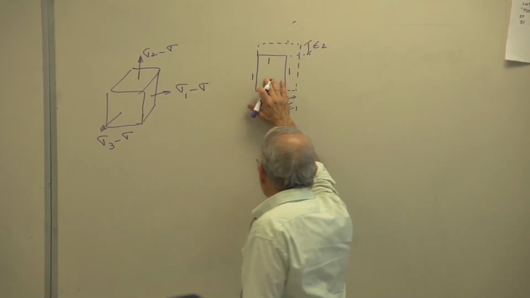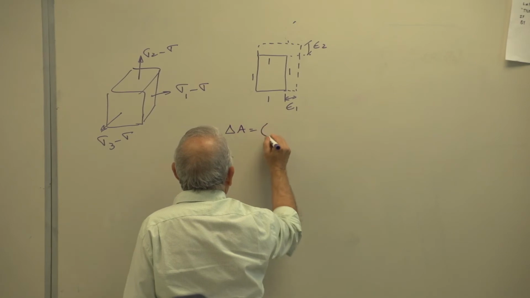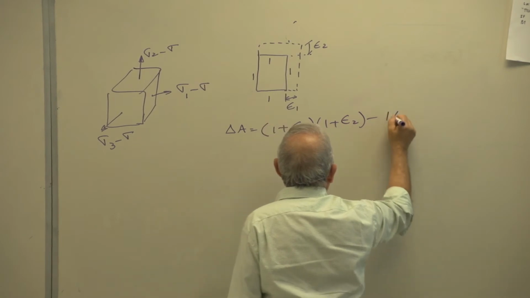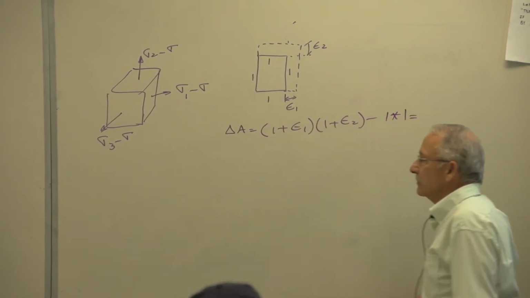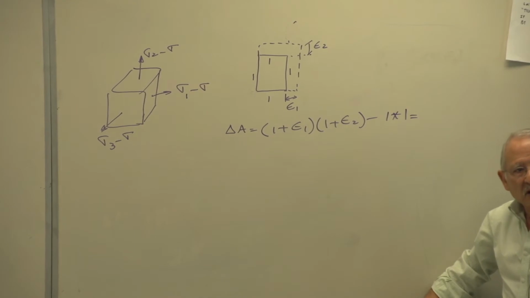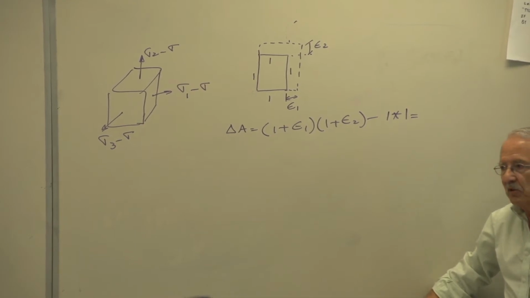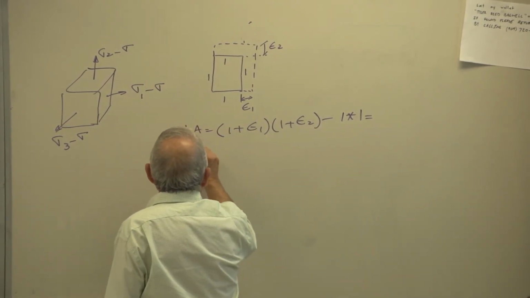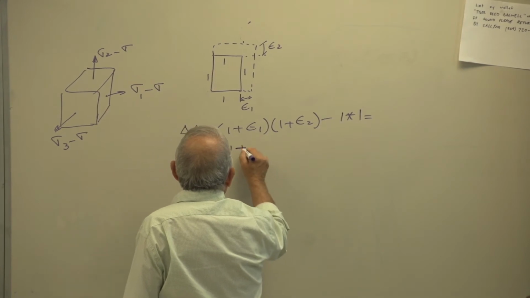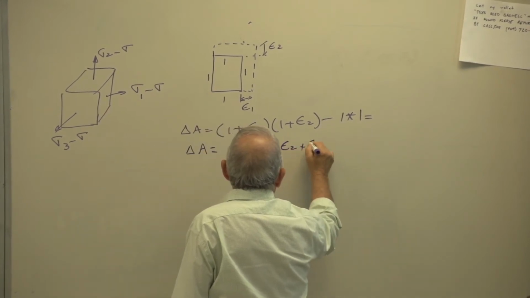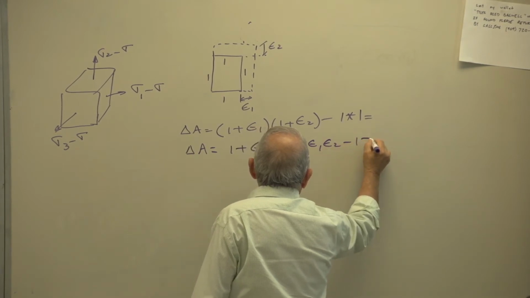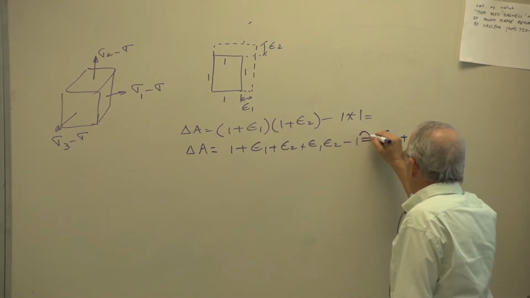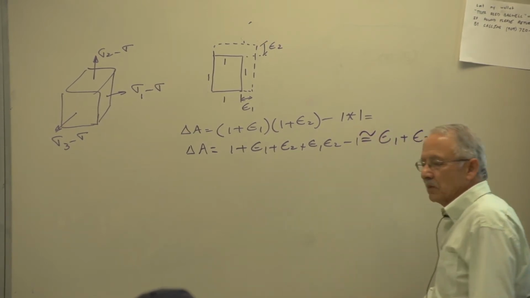Let's calculate the change of area. Delta A equals the final area minus the original area. Area after deformation minus area before deformation. That's equal to (1 plus epsilon 1)(1 plus epsilon 2) minus 1, which is 1 plus epsilon 1 plus epsilon 2 plus epsilon 1 epsilon 2 minus 1, which is approximately epsilon 1 plus epsilon 2.